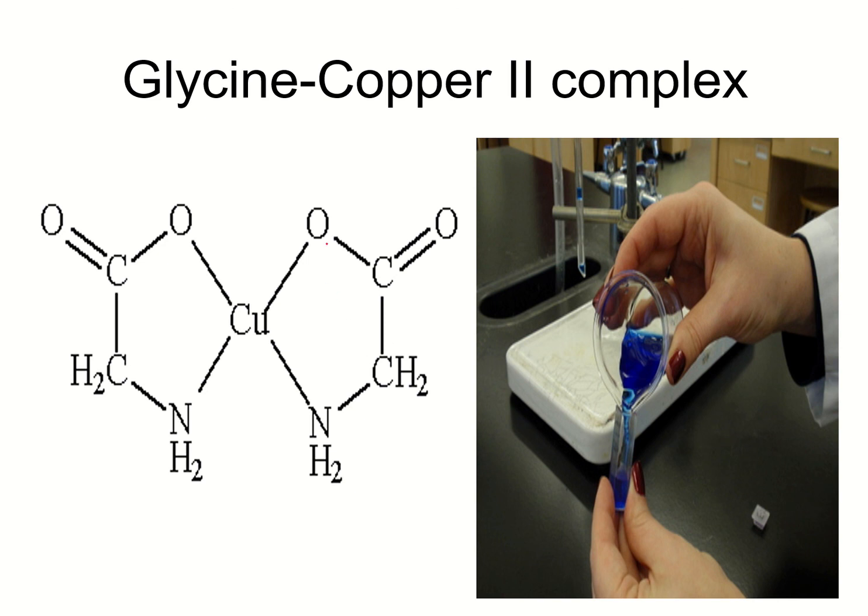You can see this is 1, 2, 3, 4. Those are all dative coordinate bonds. This is the amino acid here. So we're using the lone pair of the COO negative ion and the NH2 lone pair to form dative bonds with the copper. And this complex gives us this very deep, dark blue colour.